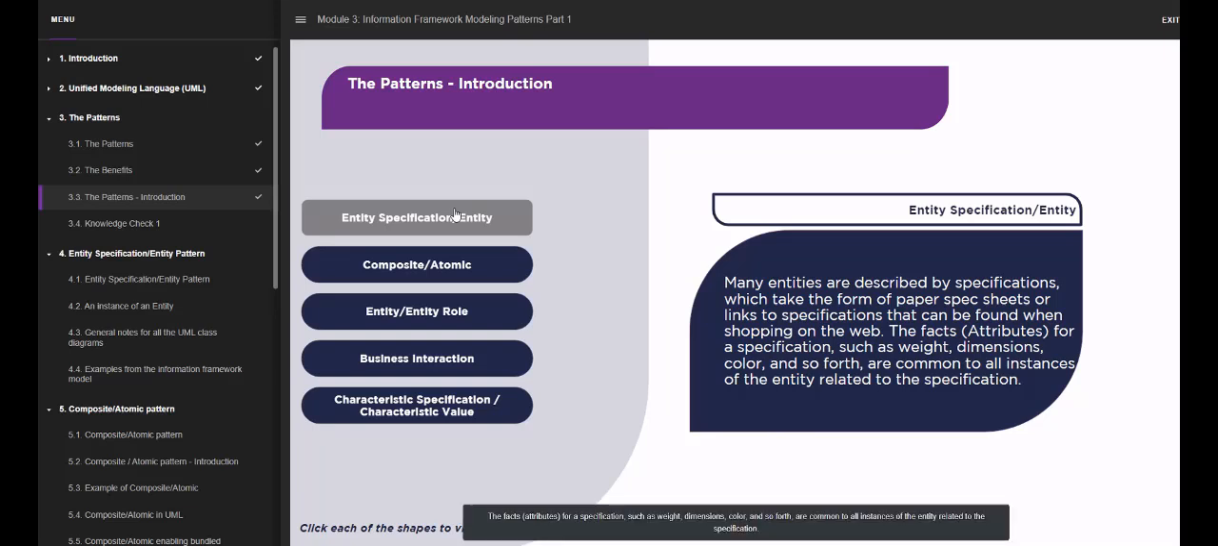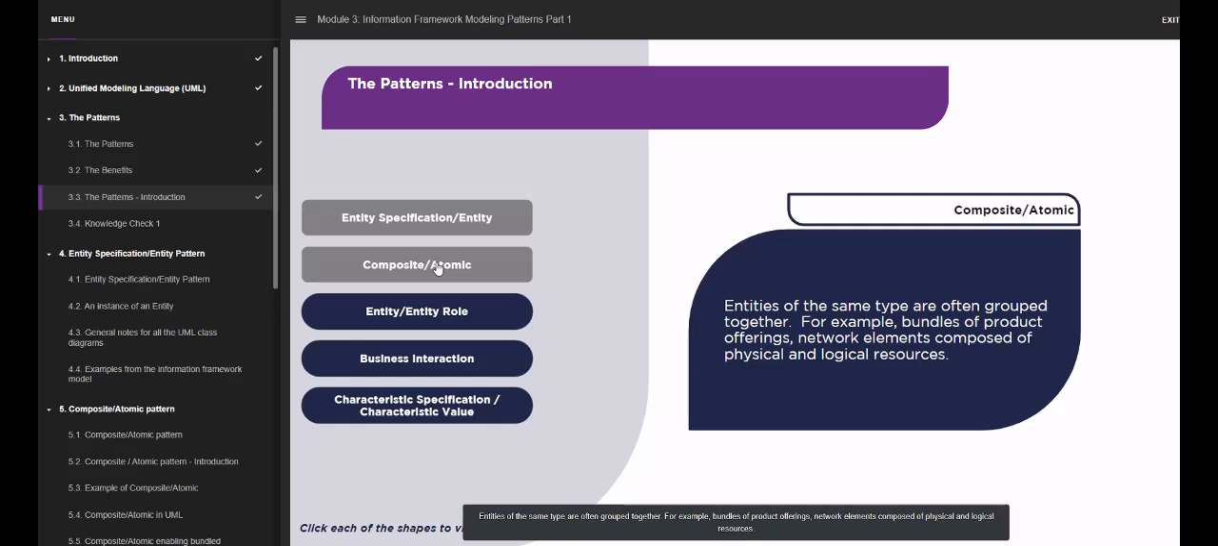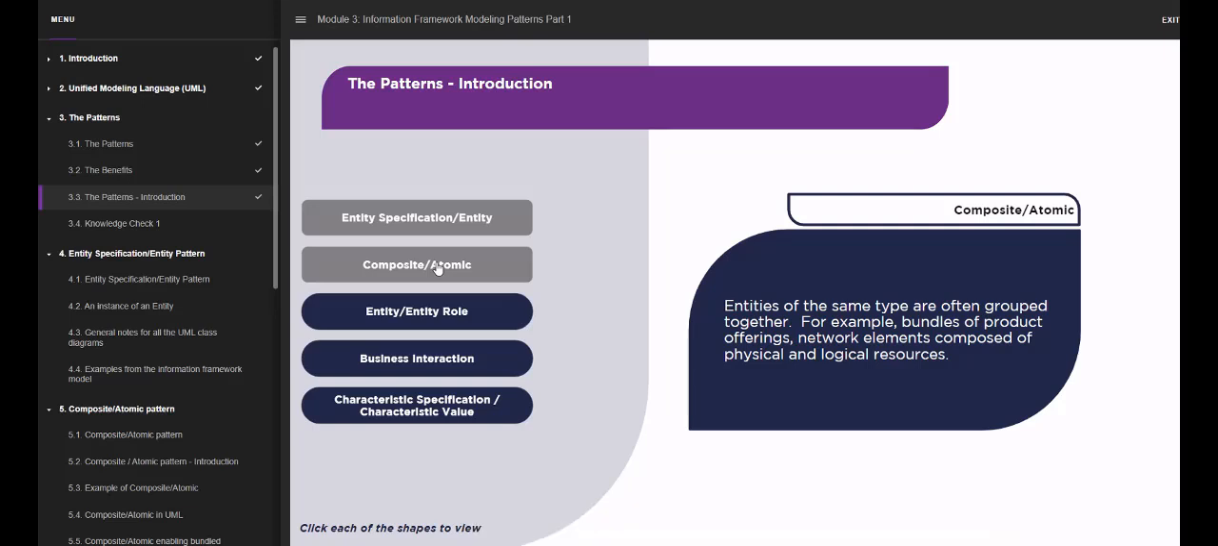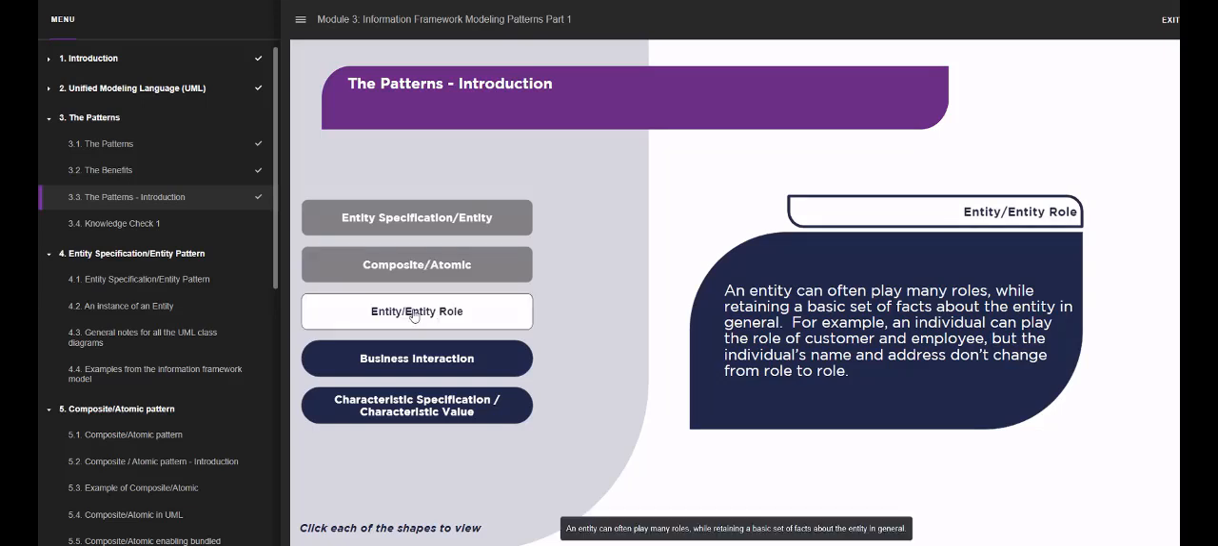The facts, attributes for a specification, such as weight, dimensions, colour and so forth, are common to all instances of the entity related to the specification. Composite atomic. Entities of the same type are often grouped together. For example, bundles of product offerings, network elements composed of physical and logical resources. Entity role. An entity can often play many roles while retaining a basic set of facts about the entity in general. For example, an individual can play the role of customer and employee, but the individual's name and address don't change from role to role.